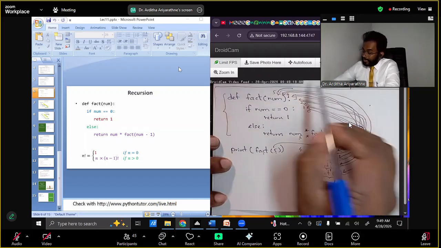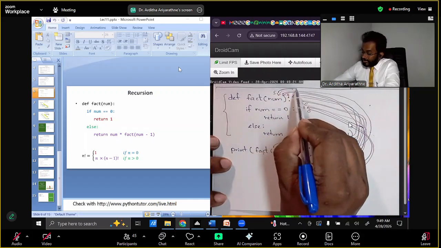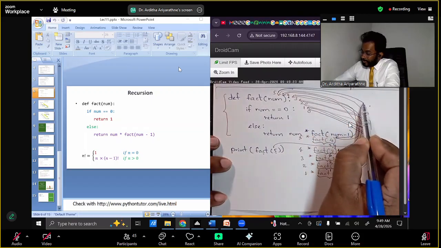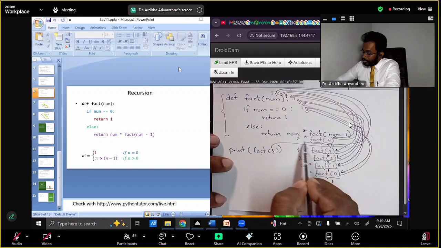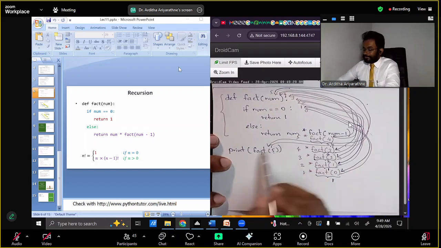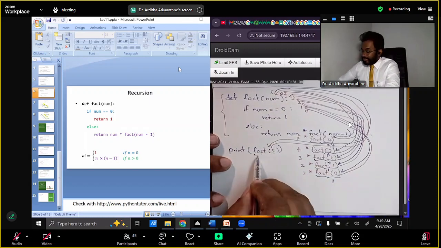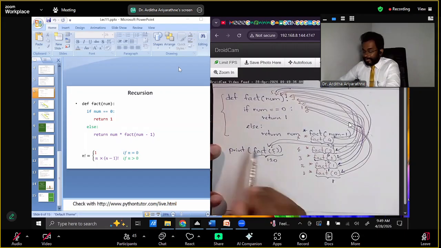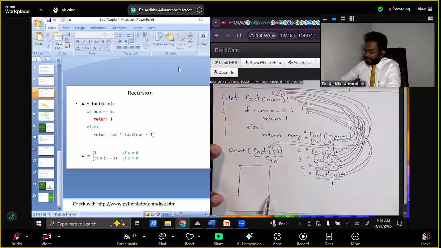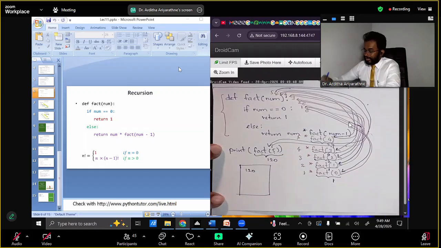Then we are returning the final call like this. Returning the final call and we are coming to here. So the answer for this is 120. So we are inside a print. Because of that we are printing 120 in our output.